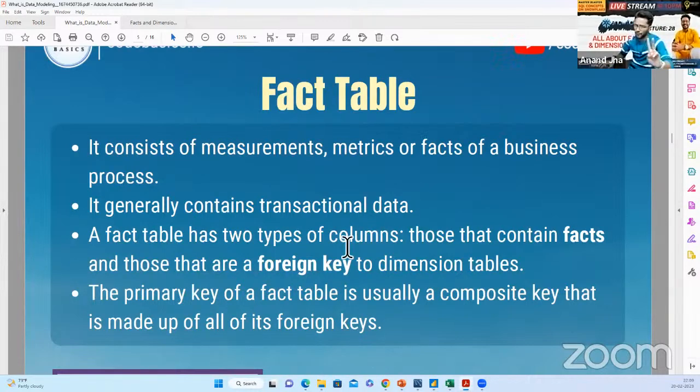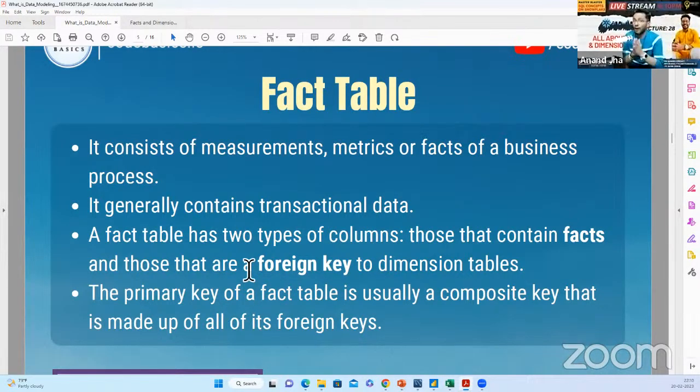A fact table has two types of columns: those that contain facts, and those that are foreign keys to dimension tables. Now you have a crystal clear concept of what a foreign key and a primary key are. A foreign key is a primary key in another table, which links to this table. So there's a linkage happening between them, right?